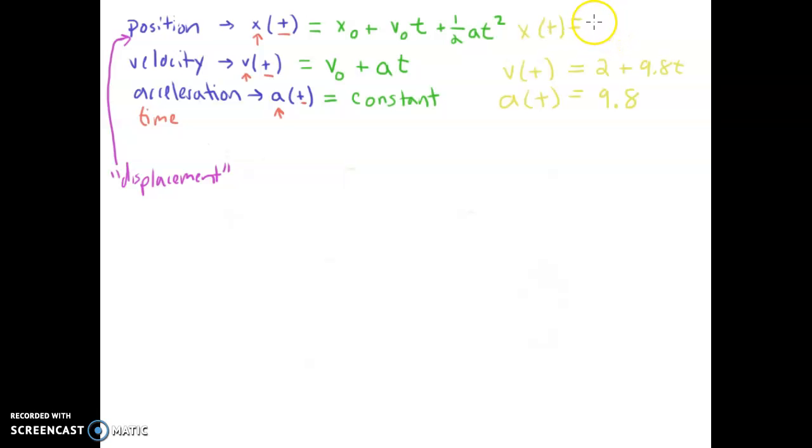Let's say it started at 0, right? Because 0 is valid. 2t plus 1/2 9.8 t squared. And you would multiply the 1/2 times the 9.8. You can simplify that to 4.9. But these three equations of motion could describe a single object as it moves over time.